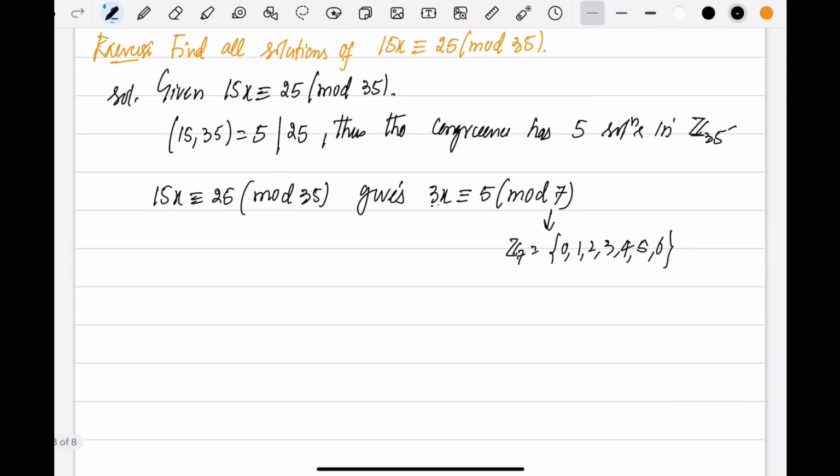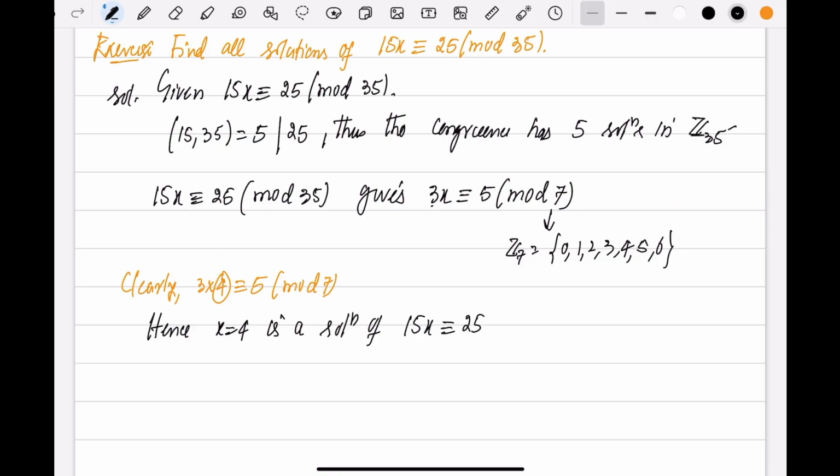Now let's try out these numbers. 0 is not a solution, 1 is not a solution, 2 is not a solution, 3 is not a solution, but 4 is a solution. Clearly 3 times 4 is congruent to 5 modulo 7, because 3 times 4 is 12, 12 minus 5 is 7, and 7 divides 7. So 4 is a solution. Using the previous property, x equal to 4 is a solution of the given congruence 15x congruent to 25 modulo 35.